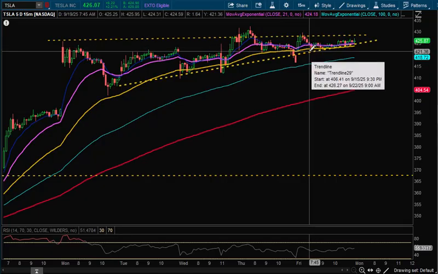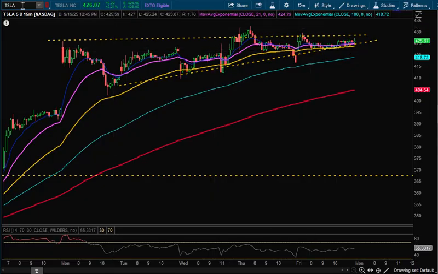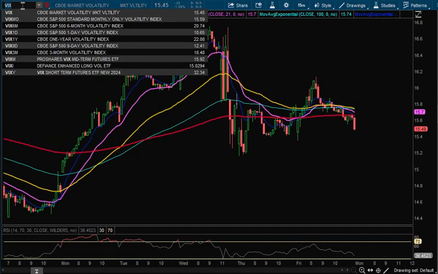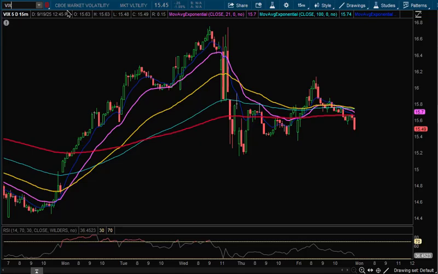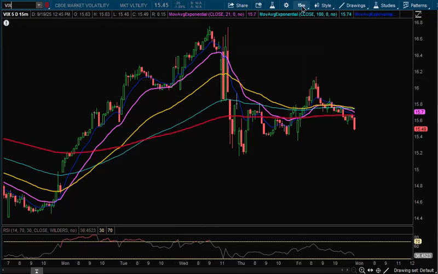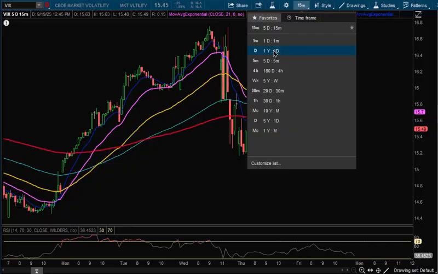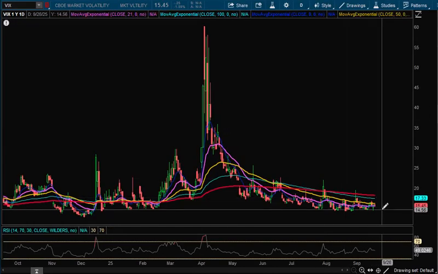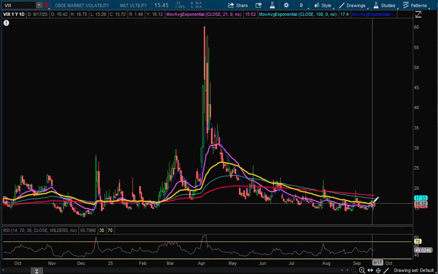VIX, how it is doing there. VIX is very important because the market is very important. The VIX has been lower now, 15.45 is very manageable. If you look at it, it has fallen down and continues to be below that 50-day moving average, which is at 16.22, and it continues to move down.